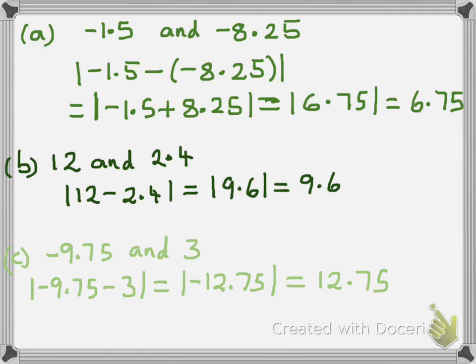And finally, the distance between negative 9.75 and 3 is the absolute value of negative 9.75 minus 3, which is equal to the absolute value of negative 12.75, and your result is 12.75. This concludes our video on the absolute value of real numbers on the real number line.